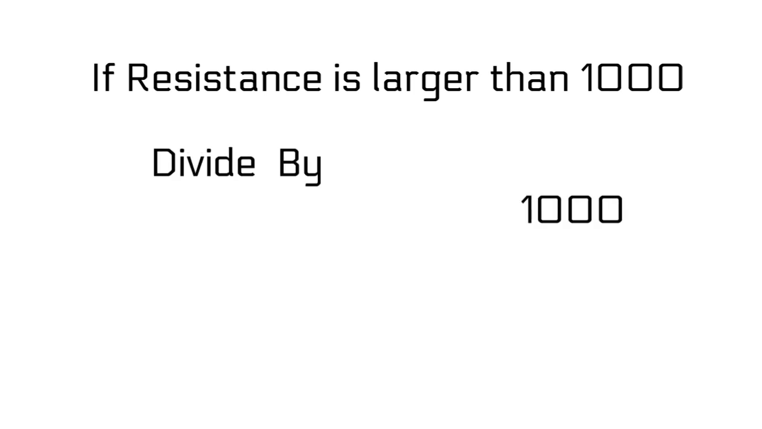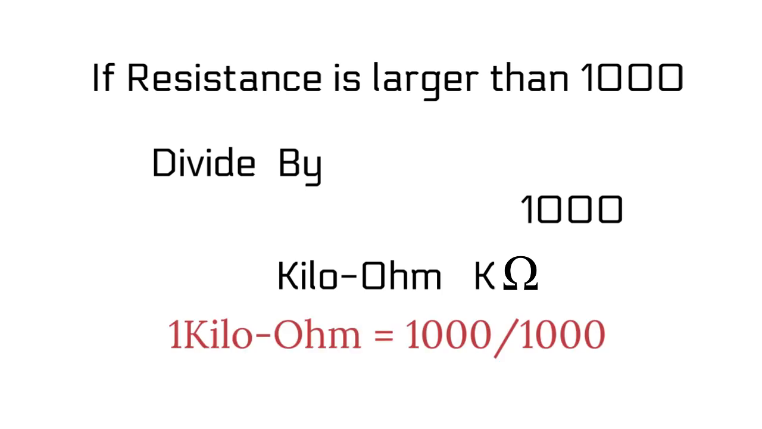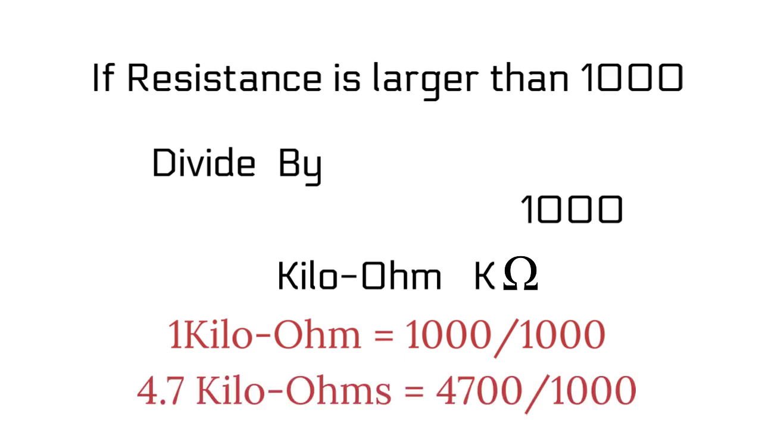If the resistance value is greater than 1000, the value is divided by 1000. So instead of expressing it in ohms, it's presented in kilo ohm. For instance, we never say a resistance of 1000 ohms. Rather, we say a resistance of 1 kilo ohm. A resistance of 4700 ohms is also represented as 4.7 kilo ohms.